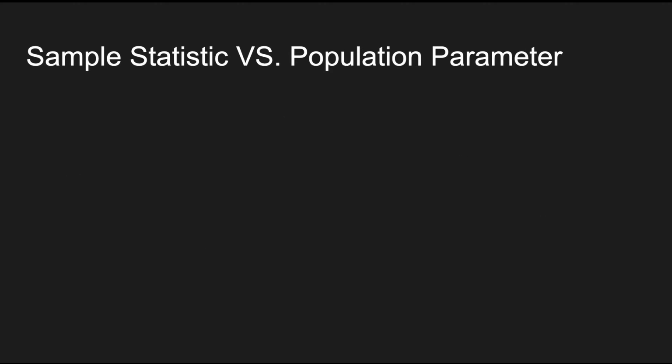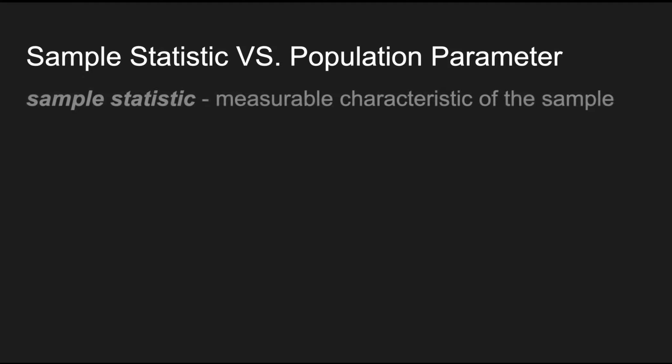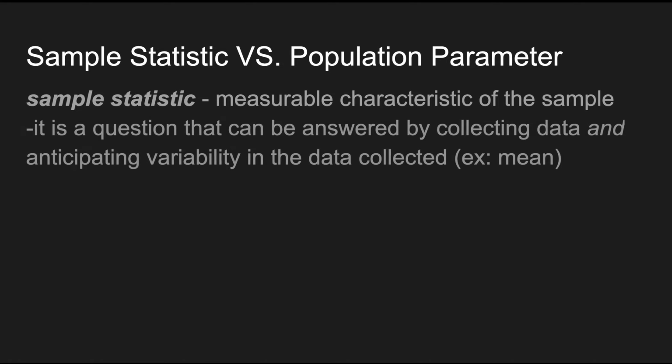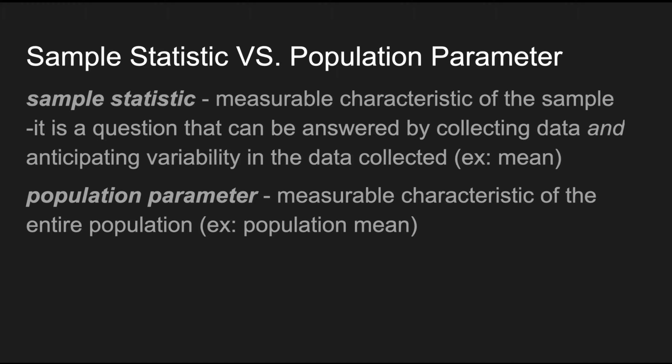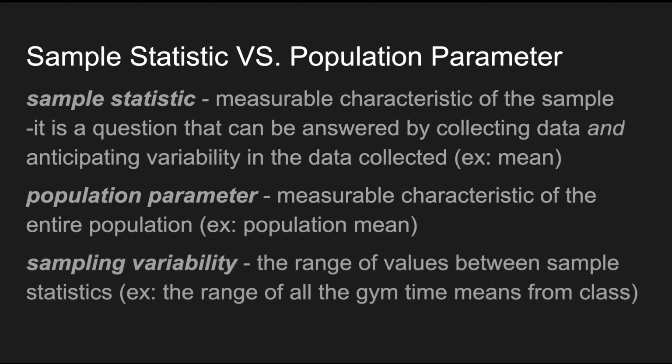Now, what's the difference between a sample statistic and a population parameter? Well, a sample statistic is a measurable characteristic of the sample. So it's a question that can be answered by collecting data and anticipating variability in the data collected. A population parameter is a measurable characteristic of the entire population. Sampling variability is the range of values between sample statistics.